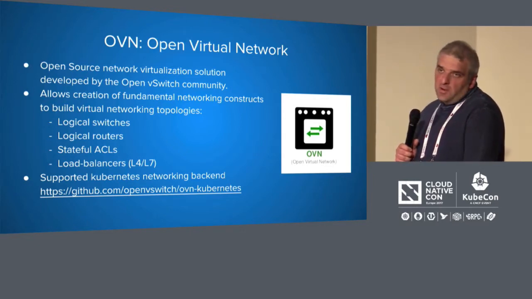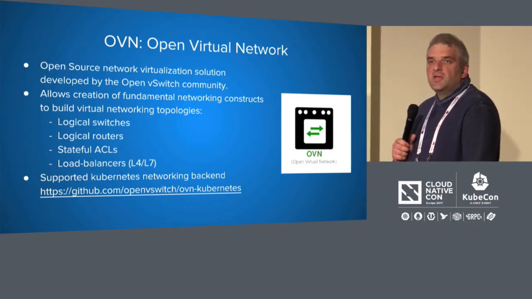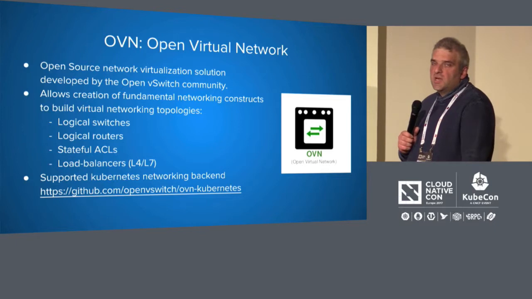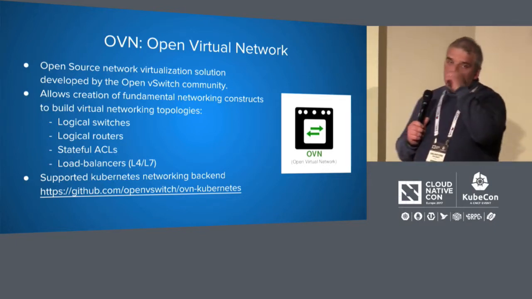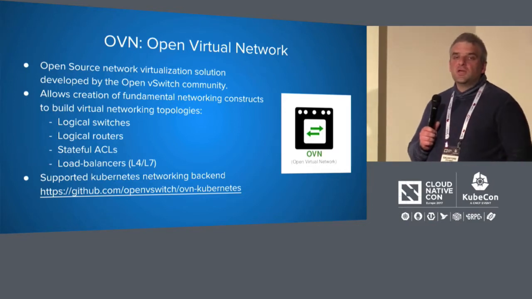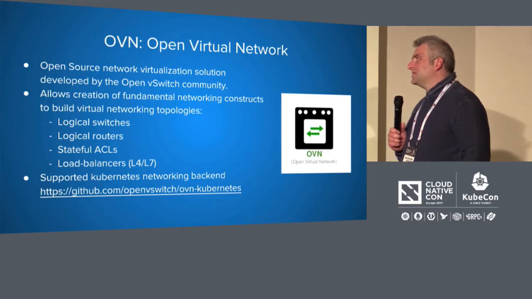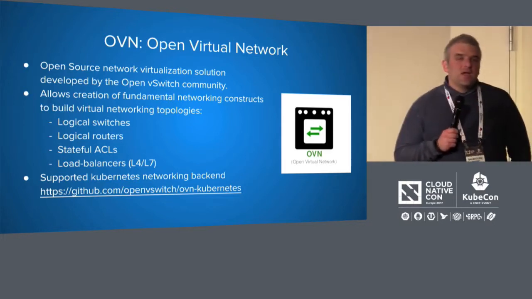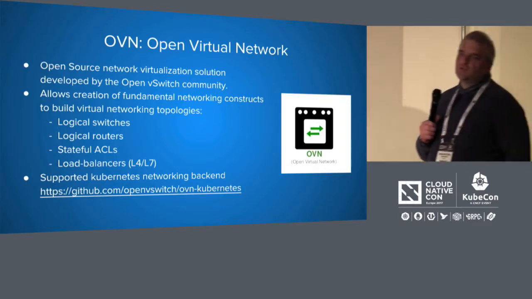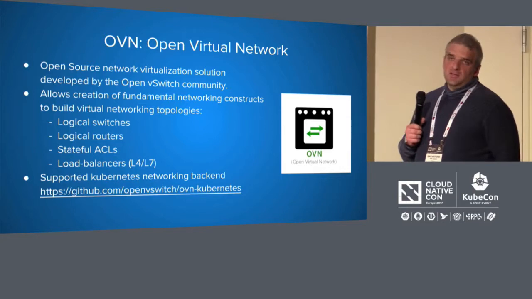In terms of more substantial things, it allows you to create and manage virtual network topologies, layer 2 and layer 3 topologies, and it also provides security through stateful ACLs. It doesn't have a layer 7 load balancer, Akash, but it has layer 4 load balancing services, and it can be easily integrated with ingress controllers such as Nginx or Traefik for providing the ingress feature.